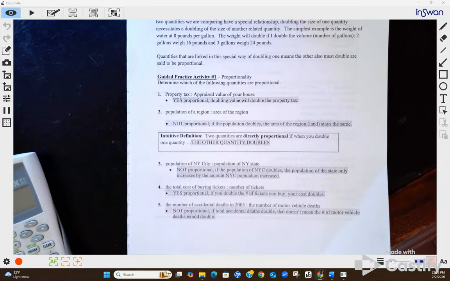The number of accidental deaths in 2005 versus the number of motor vehicle deaths. Again, not proportional, similar to the New York City, New York State example. If total accidental deaths double, it doesn't mean that the number of motor vehicle deaths would double. If you apply some numbers to that, say there were 10,000 accidental deaths and 1,000 of those were motor vehicle deaths. If you double the accidental deaths, that's only going to increase the motor vehicle deaths by the amount that the accidental deaths increased.